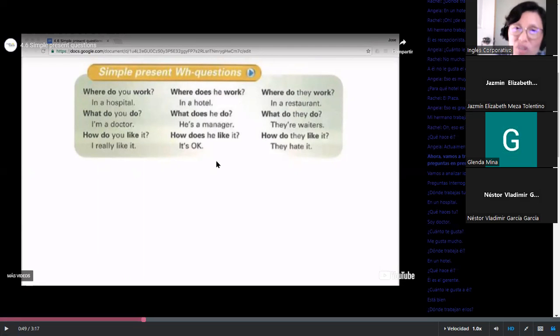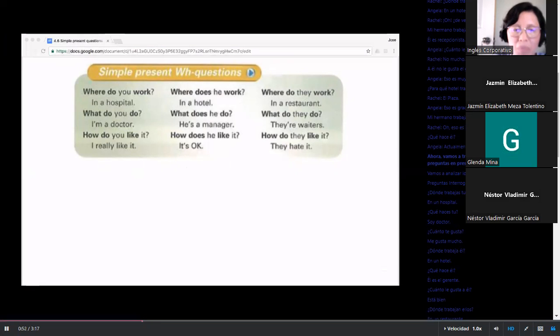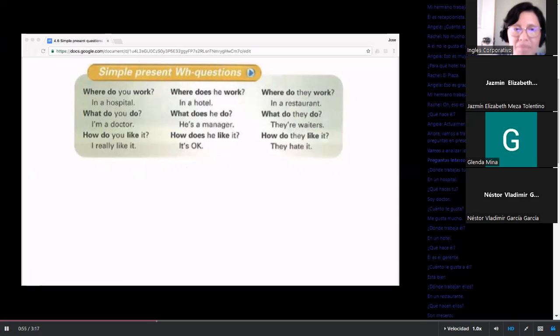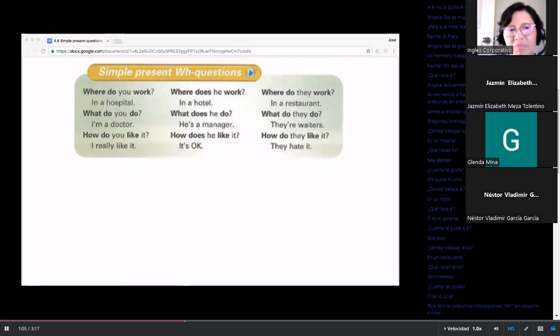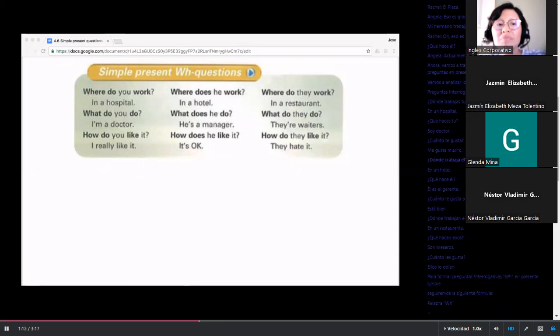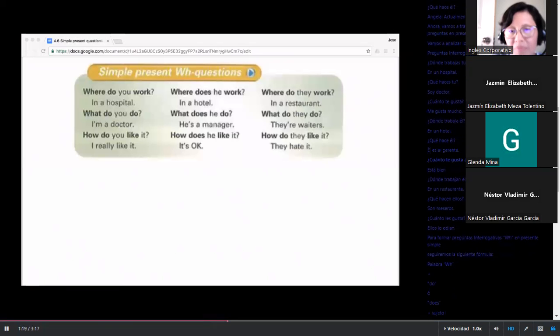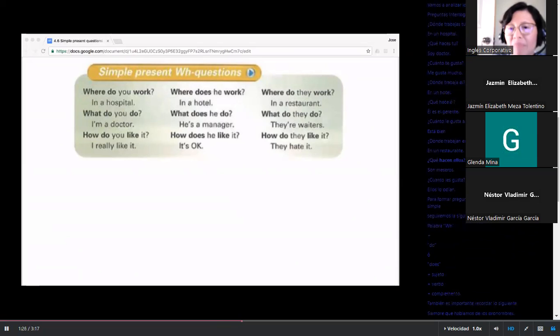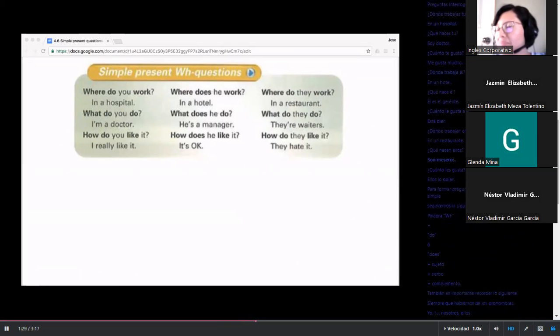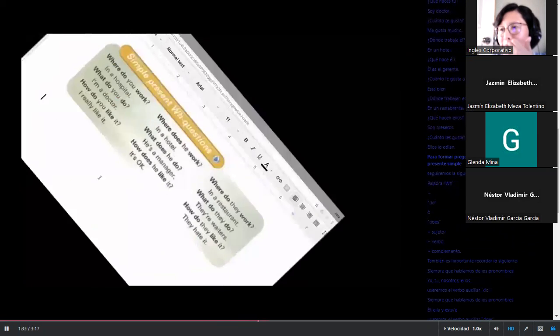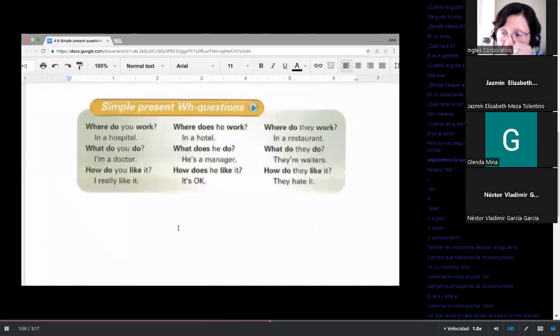Tells you about the information on simple present WH questions. Form simple present questions. Let's analyze the examples on the chart. Simple present WH questions. Where do you work? In a hospital. What do you do? I'm a doctor. How do you like it? I really like it. Where does he work? In a hotel. What does he do? He's a manager. How does he like it? It's okay. Where do they work? In a restaurant. What do they do? They're waiters. How do they like it? They hate it. In order to form simple present WH questions, we will follow this next formula.